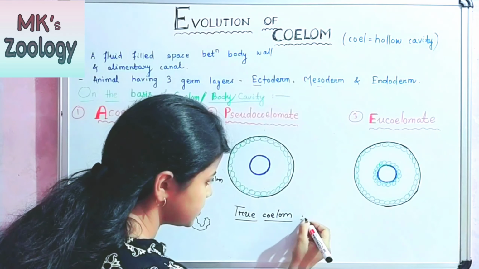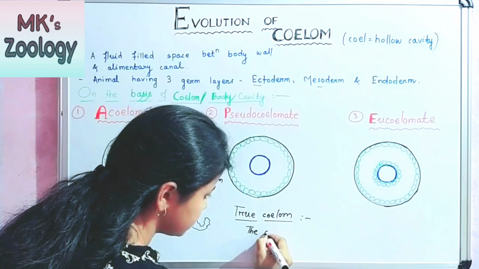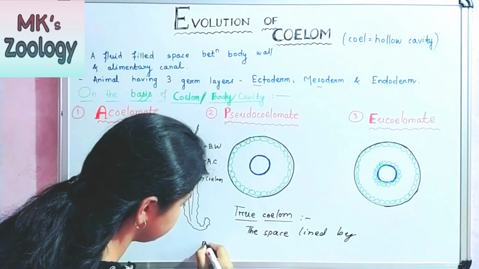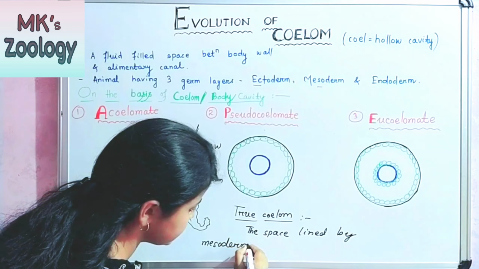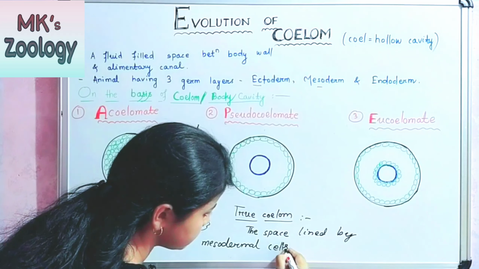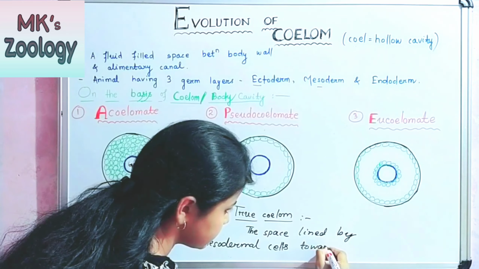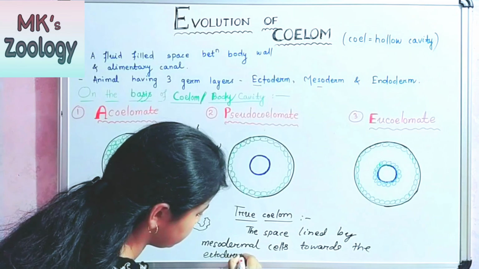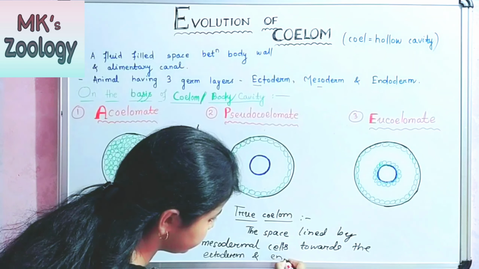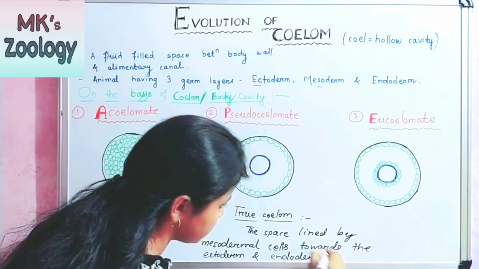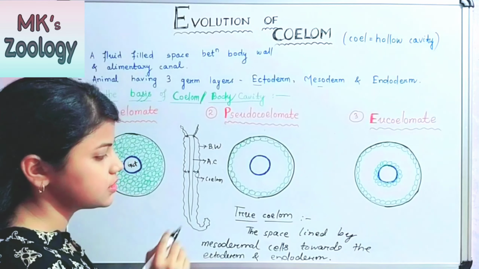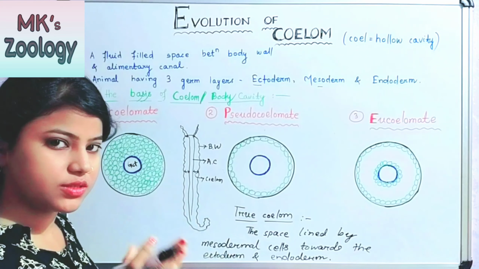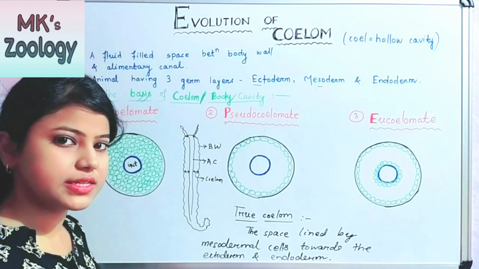Definition of true coelom is the space lined by mesodermal cells towards the ectoderm and endoderm. Okay, so this is known as true coelom, where the coelom is lined on both sides by mesodermal cells, towards the ectoderm and towards the endoderm.